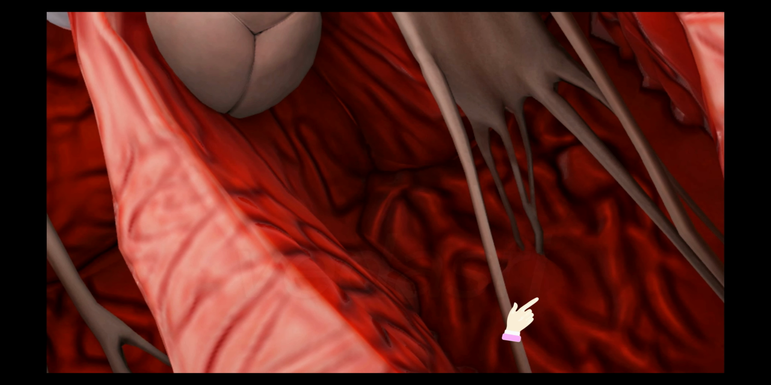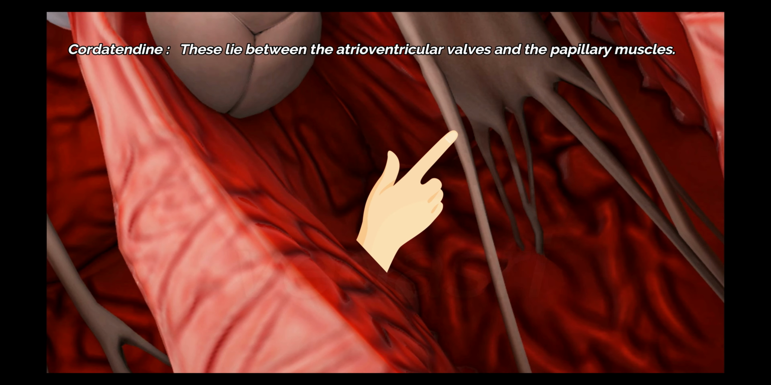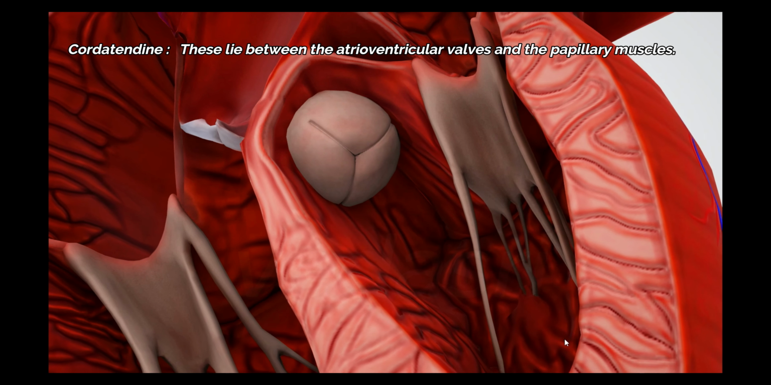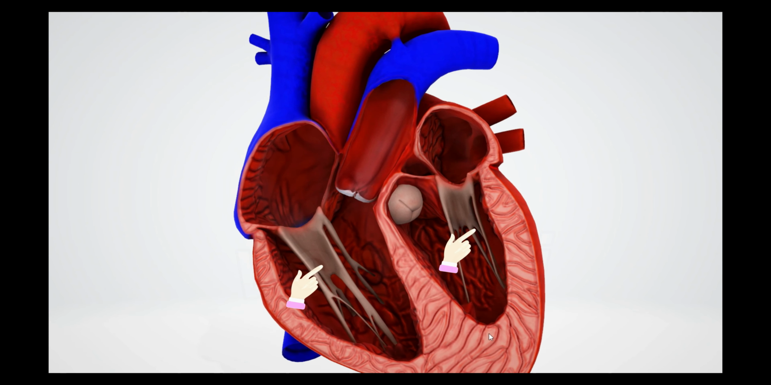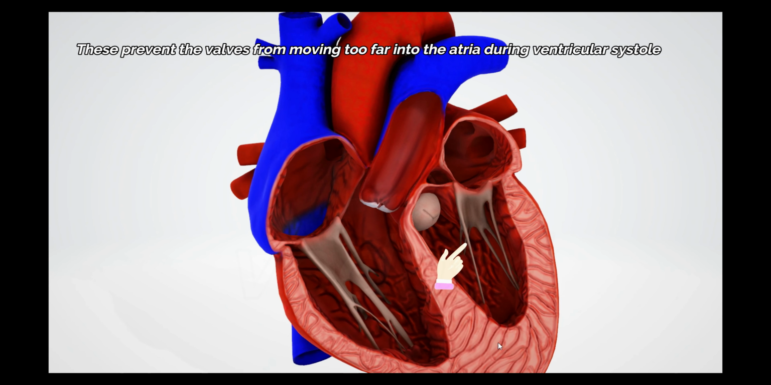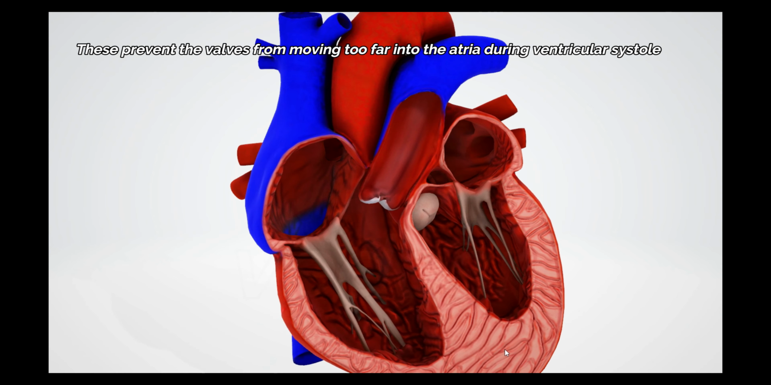14. Papillary muscles. Some of these muscular folds are larger and are called papillary muscles. 15. Chordae tendineae. These lie between the atrioventricular valves and the papillary muscles. These prevent the valves from moving too far into the atria during ventricular systole.